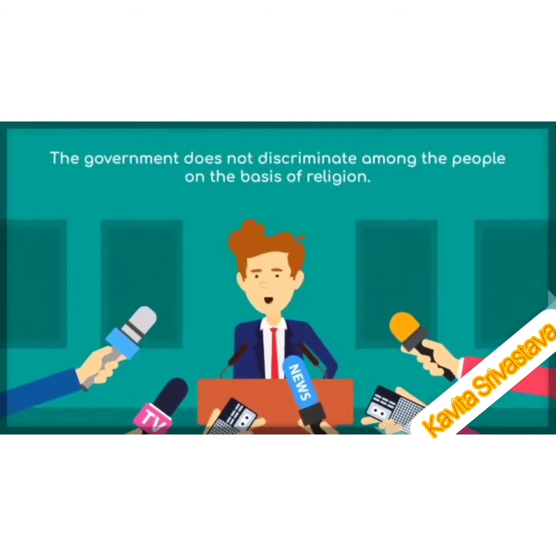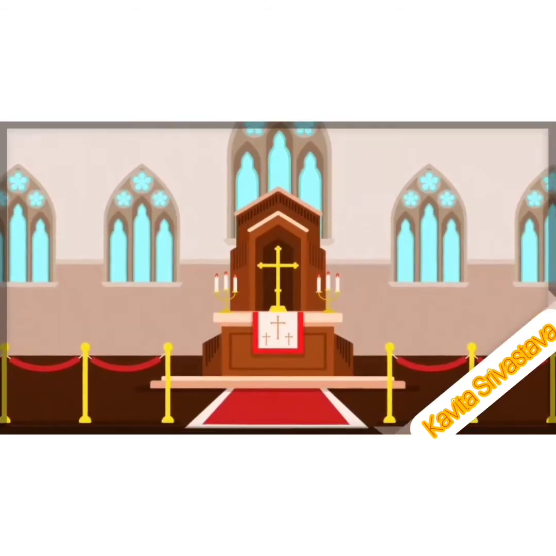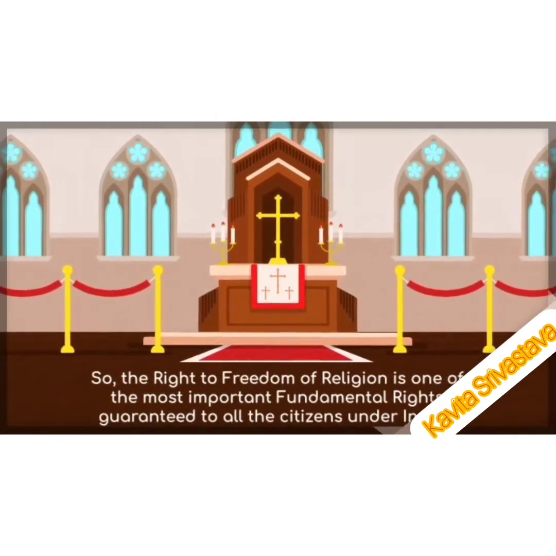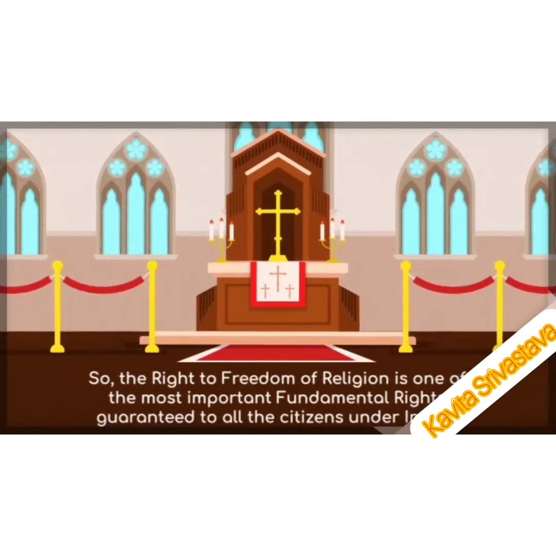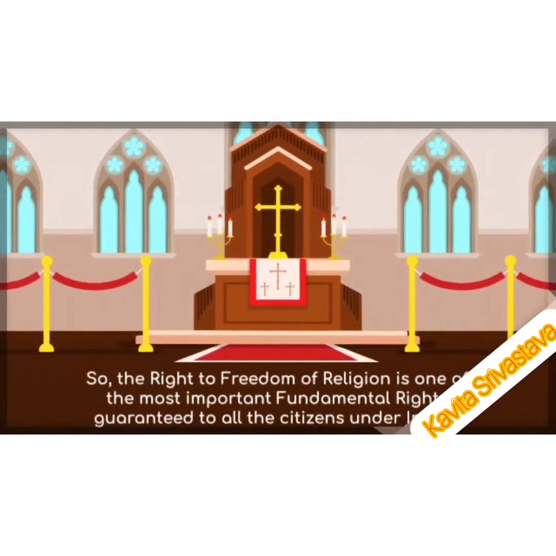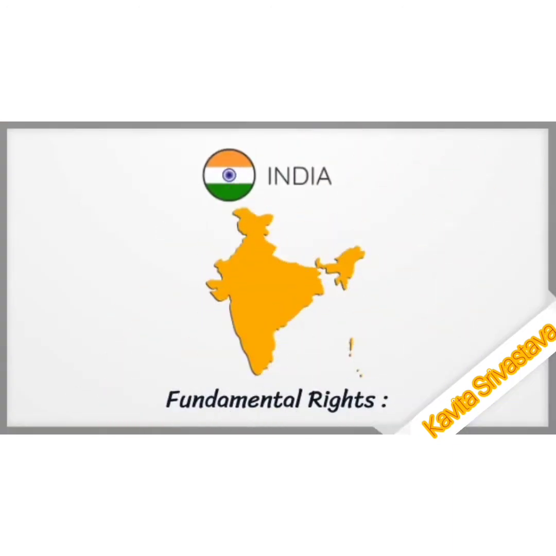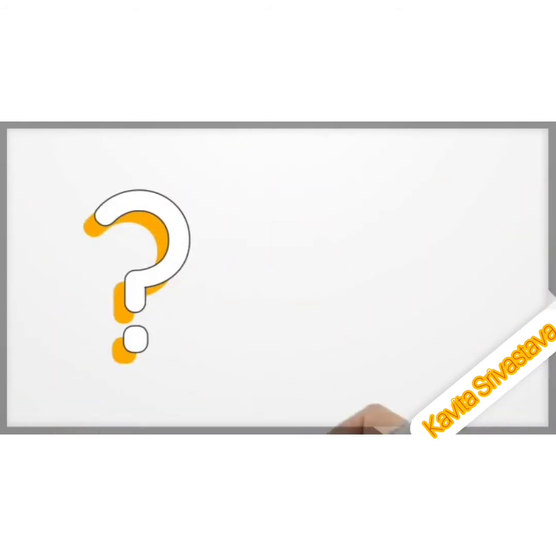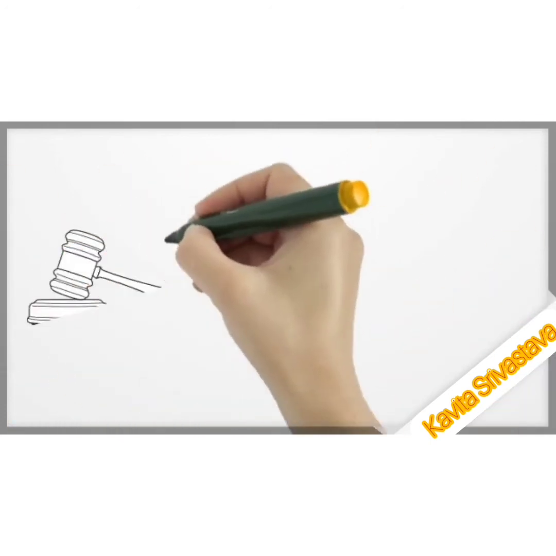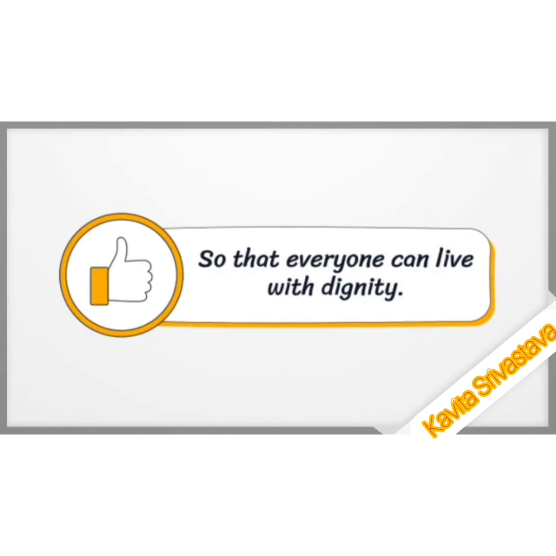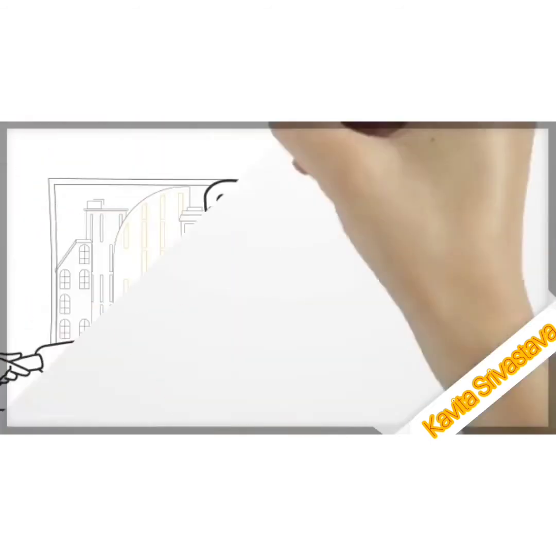So, the government does not discriminate among the people on the basis of religion. The right to freedom of religion is one of the most important fundamental rights guaranteed to all the citizens of the country. Now, coming to the next topic of our chapter, that is fundamental rights. What are these rights and why do we need them? A constitution guarantees every citizen certain basic rights so that every citizen can live with dignity. They are the most basic human rights.